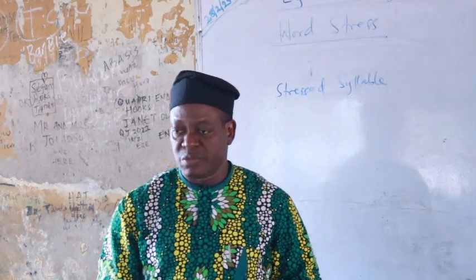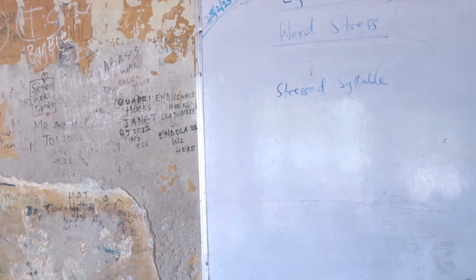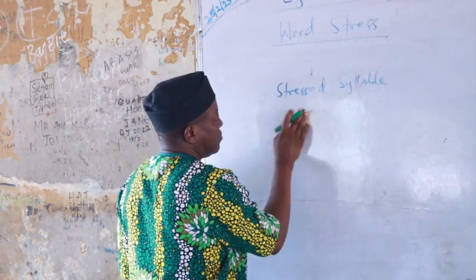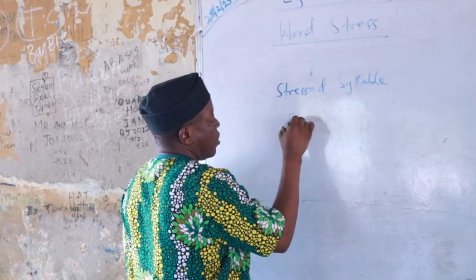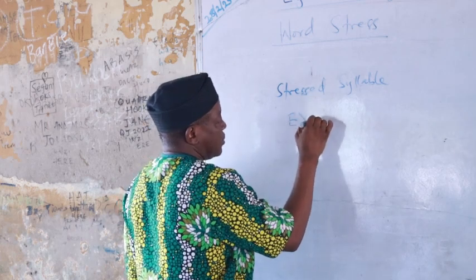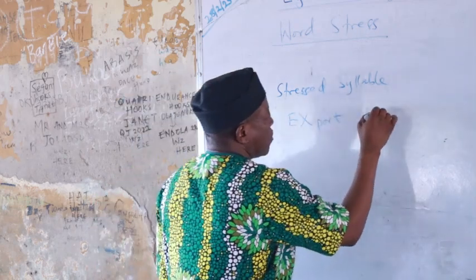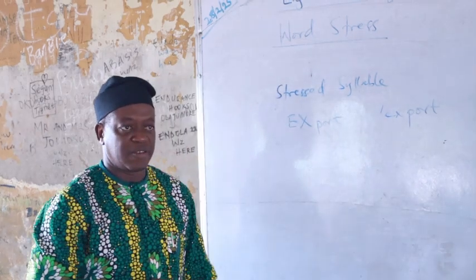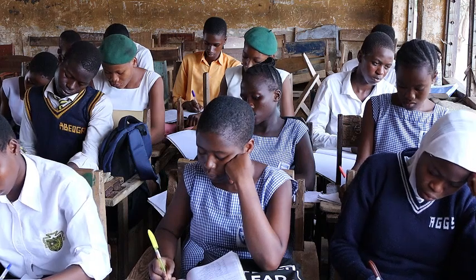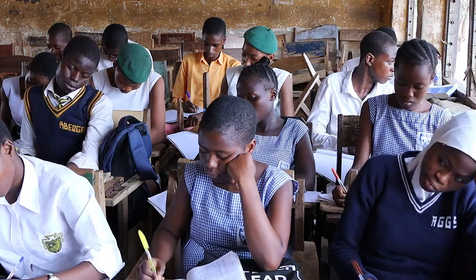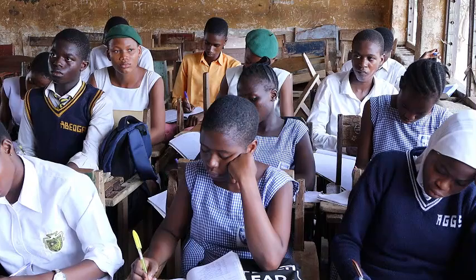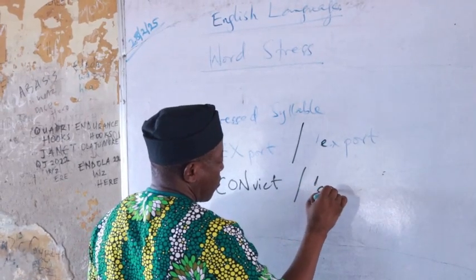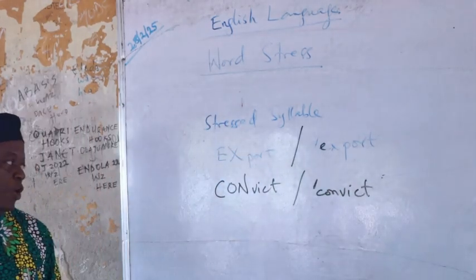A stressed syllable can be indicated by putting a stress mark on it, or by writing it in capital letters. You can see the two examples on the board.